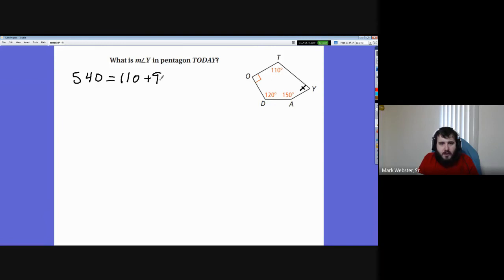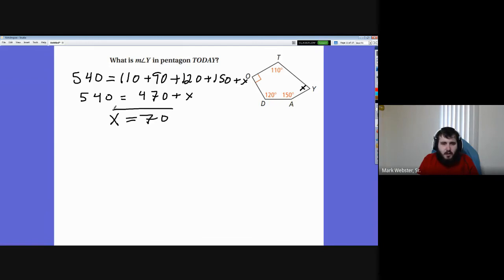110, 90, 120, 150, and x. Let's add all these up and we can subtract from 540, right? 200, 320, 470. Let me subtract over that 470. I think that's just 70, right? 470 plus 70 equals 540. So I know I'm good, right?